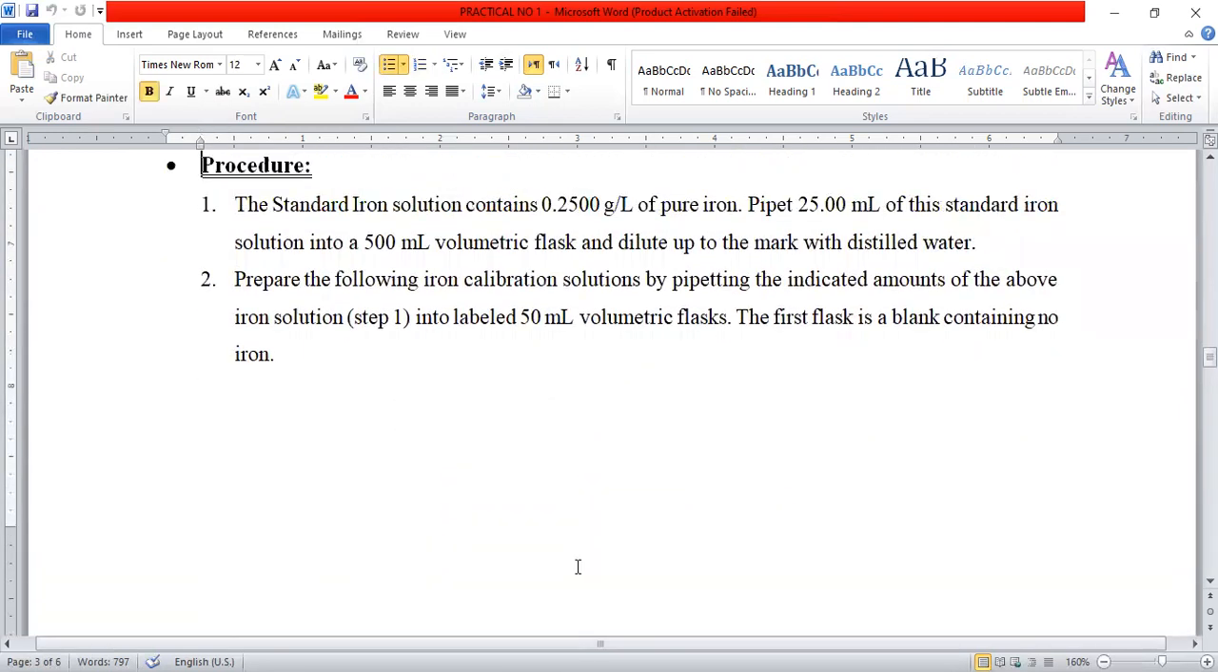Procedure. The standard iron solution contains 0.2500 gram per liter of pure iron. Pipette 25 milliliter of the standard iron solution into 500 milliliter volumetric flask and dilute up to the mark with distilled water. Prepare the following iron calibration solutions by pipetting the indicated amounts of above iron solution into labeled 50 milliliter volumetric flask, and the flask is blank containing no iron.